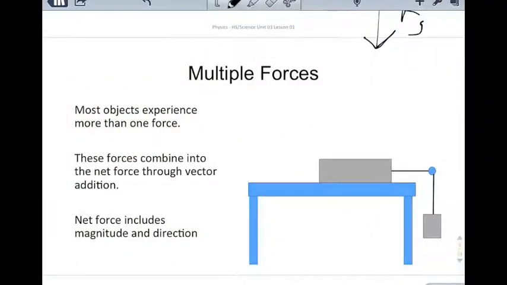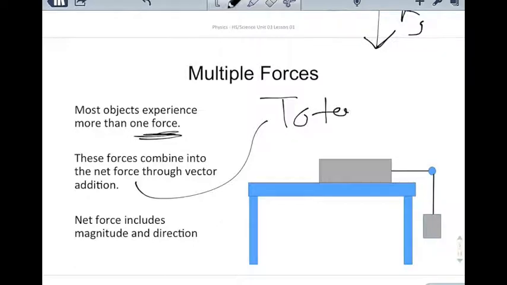We say that most objects experience more than one force. In fact, most often they're going to experience at least two. There are certain situations where it's going to be one force, but most often it's at least two. You take these multiple forces and combine them with vector addition to get what you call the net force. The net force is considered to be kind of like a total force.